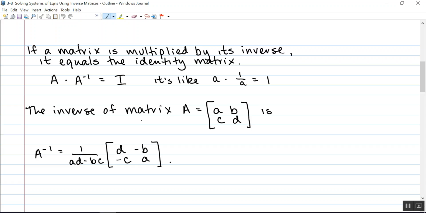And the inverse of matrix A, which would be matrix A, B, C, D, is defined to be this. It looks like A to the -1, but we say the inverse of A is 1 over A times D minus B times C, which you should notice is 1 over the determinant of a 2 by 2 matrix, times the matrix D, -B, -C, A. Now the nice thing is you don't have to memorize this because we're going to be doing this in the calculator, and your calculator can figure out what the inverse of a matrix is.